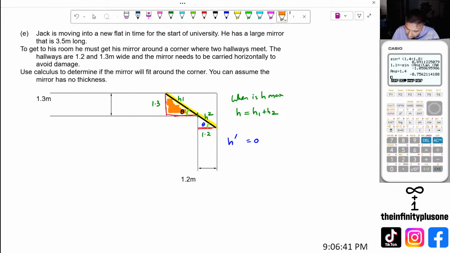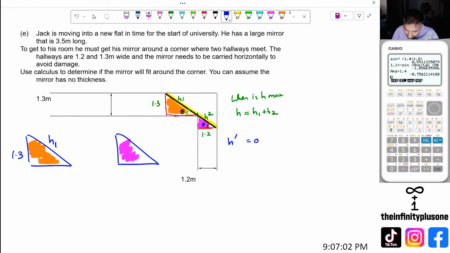So this is going to be the orange triangle, and then we're going to get the pink triangle here. So first, I'm going to look at the orange triangle, then I'm going to look at the pink triangle. So that's the pink triangle, and that's the orange triangle. Now with the orange triangle, we've got 1.3, we've got H1, and then we've got theta there. With the pink triangle, we've got H2, we've got 1.2, and then theta there. What we're trying to figure out is the H, which is H1 plus H2, because that's the full length of H.